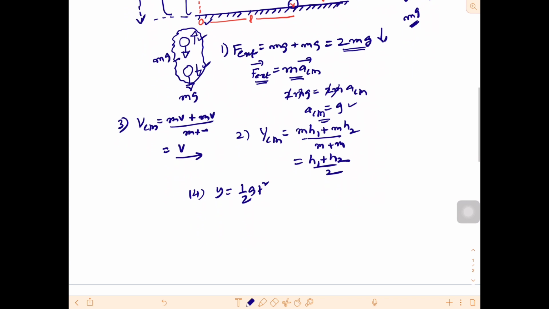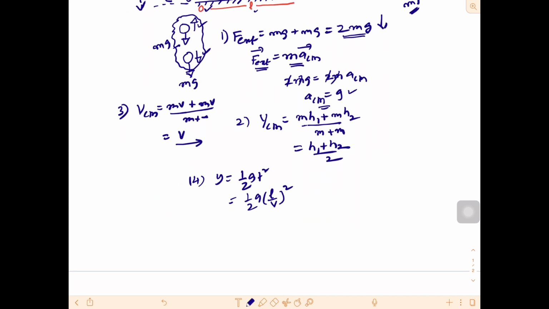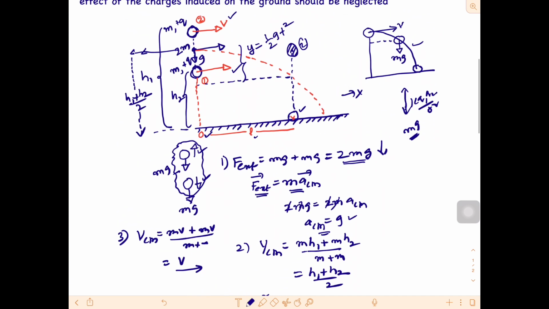But how much will this t be? That t will be L by v. Why? When the first particle touches the ground here at a distance L from O, the horizontal velocity was remaining the same. There was no acceleration in that direction. Therefore, simply this L by v gives you the time. Now this is y. But our job is not yet over.